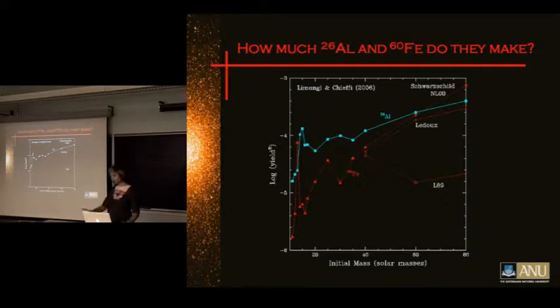All we're really interested in is the qualitative picture here, that there's less iron-60 than aluminum-26. That's not the case up here, but these 60 solar mass stars and above are going to be so much rarer than these ones down here.